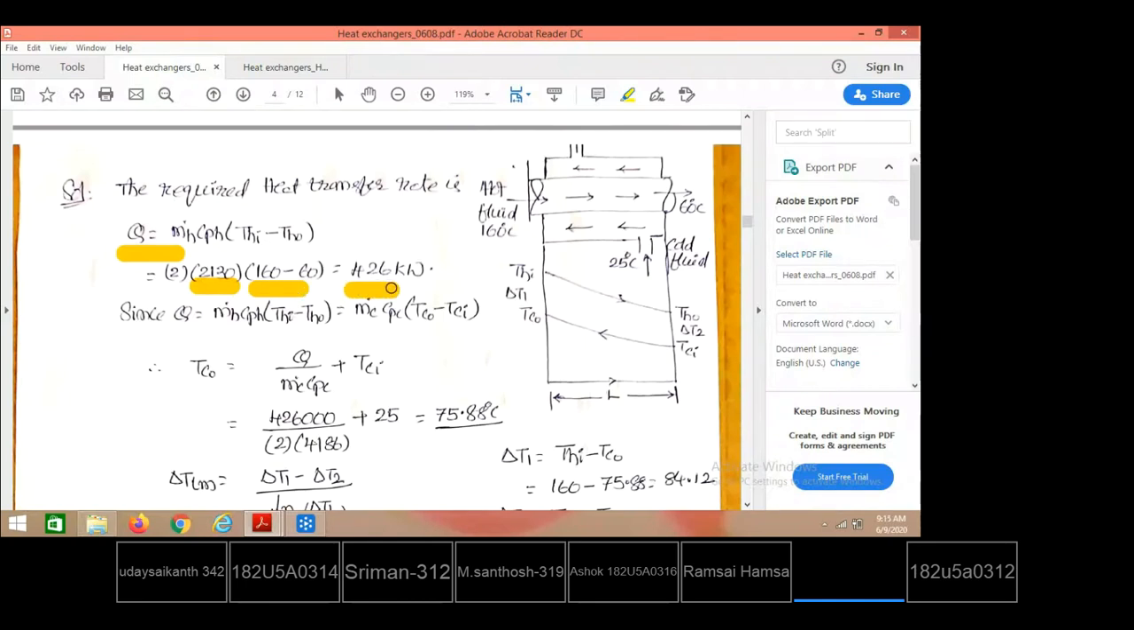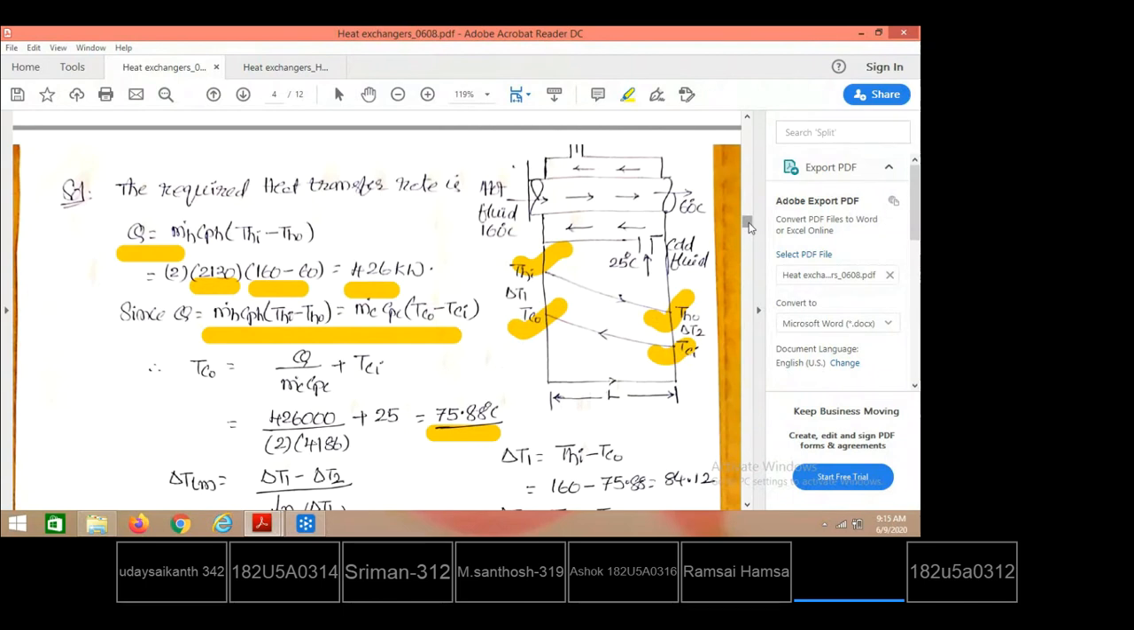When there are no heat losses, the heat lost by the hot fluid must totally be taken by the cold fluid. Since heat lost by the hot fluid equals heat gained by the cold fluid, equating these two, Tc naught can be obtained as 75.88 degrees centigrade. Now for this counterflow heat exchanger we know all the terminal temperatures. The cold fluid inlet temperature is known, and the cold fluid outlet temperature is estimated from the known relations as 75.88.